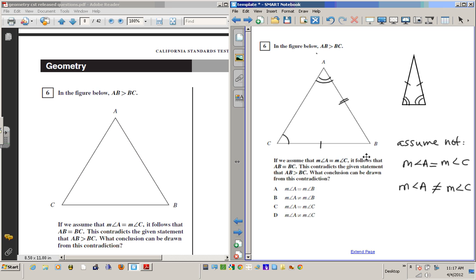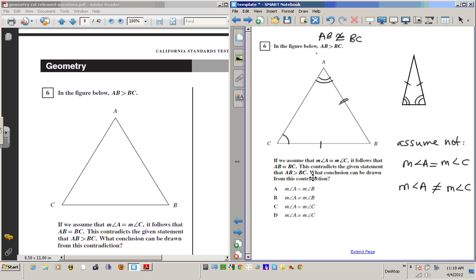So basically, we know that this angle is not congruent to this angle because this side is greater than this side, or is not equal. Or we can say AB is not congruent to BC because this side is longer than that side.